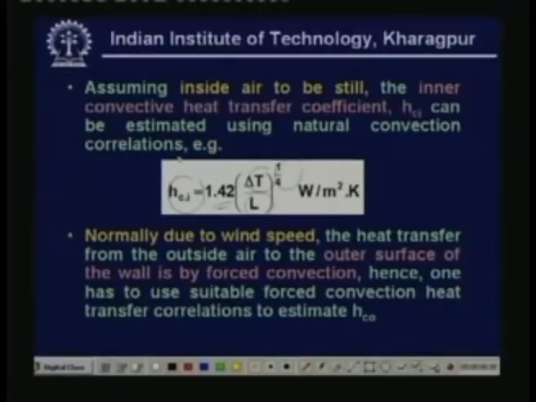As far as the outside heat transfer coefficient is concerned, normally due to wind speed, the heat transfer from the outside air to the outer surface of the wall is by forced convection. Hence one has to use suitable forced convection heat transfer correlations to estimate Hco. If it is a horizontal wall, then you have to use the forced convection heat transfer coefficient for flow over a horizontal wall, like that.